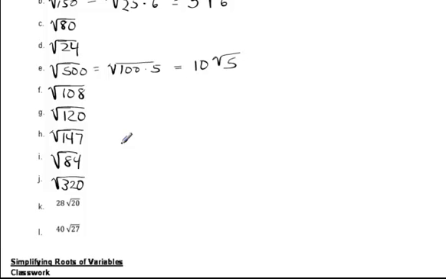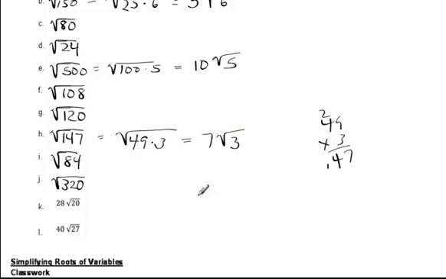Okay, let's do 147. Let me see. 4 doesn't work because that's an odd number. 9 doesn't work. 16, no even number goes into an odd number, and this is odd. 25 doesn't work because it doesn't end in a 0 or 5. 36, that's even. 49. How about 49 times 3? Let's check. 7 times 7 is 49, times 3 is 147. There you go. So 49 times 3. So the square root of 49 is 7, and the square root of 3 would have to stay there.